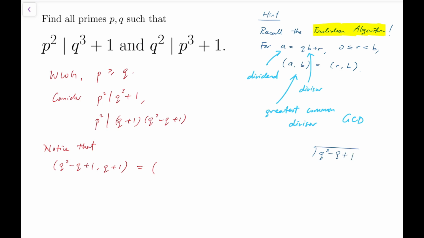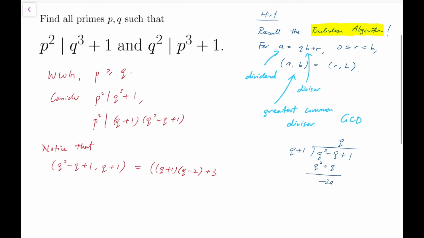You may choose to use a very primitive way, which is long division, treating terms with different degrees as digits, and do the long division. Or you may quickly observe that the quadratic expression is actually equal to q plus 1 times q minus 2, plus 3. You can also obtain this by doing the long division. You put a q here, and then subtract, you get minus 2q, and then you add minus 2 as the final term of the quotient, and the remainder is 3.